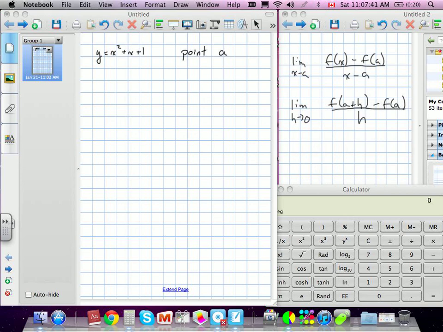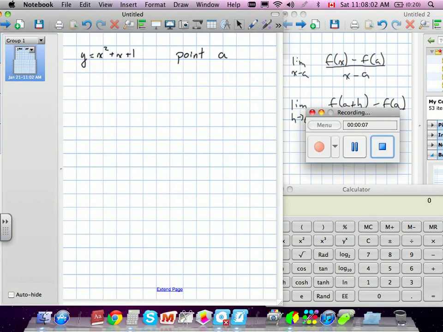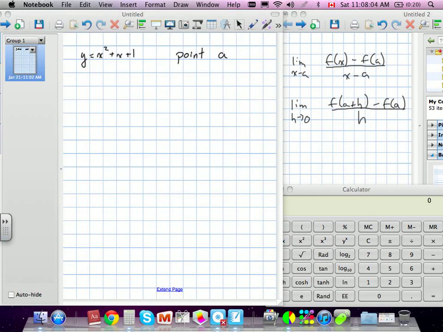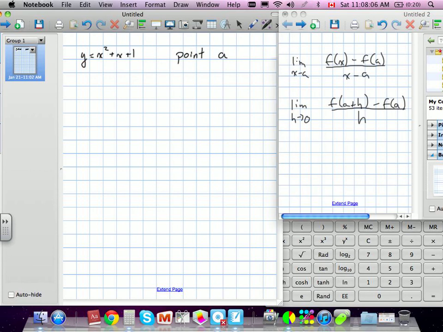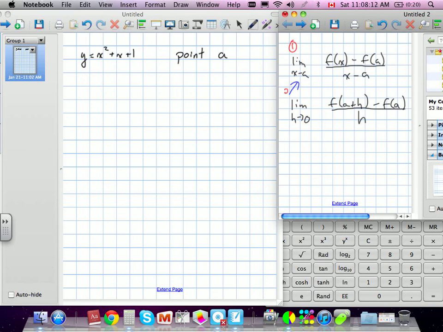Alright, so we're trying to find the tangent at point A. We're looking at our first formula here, and we'll number these. This is our first formula and our second formula.